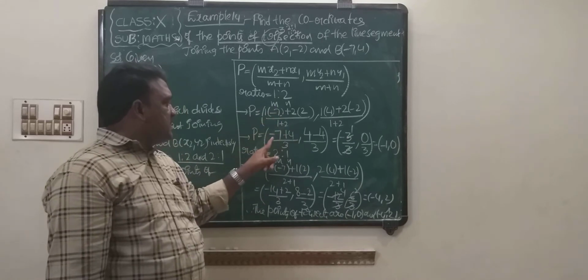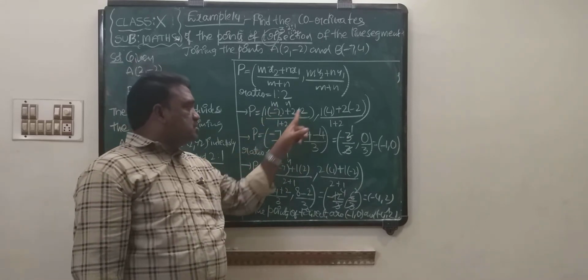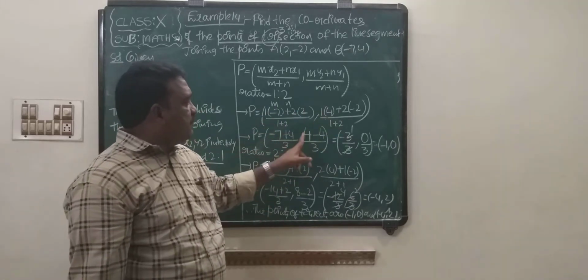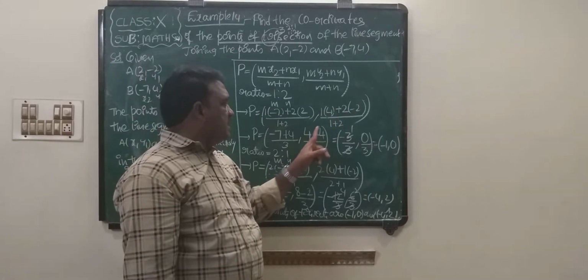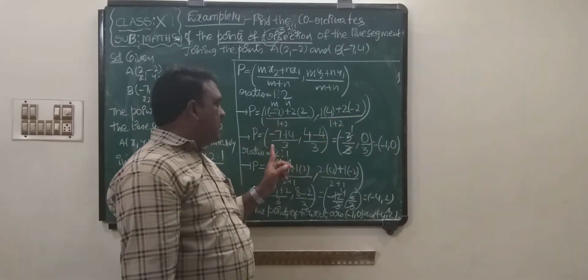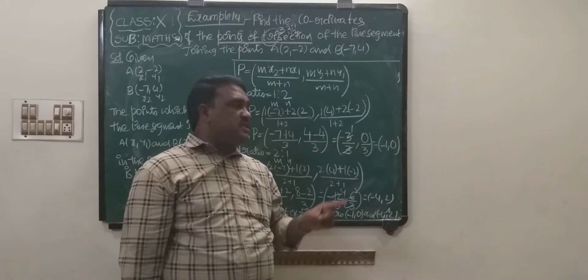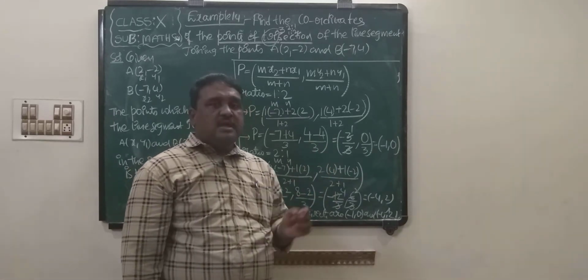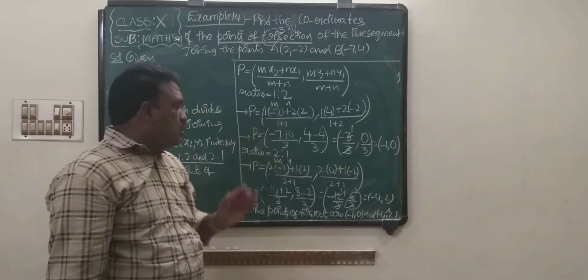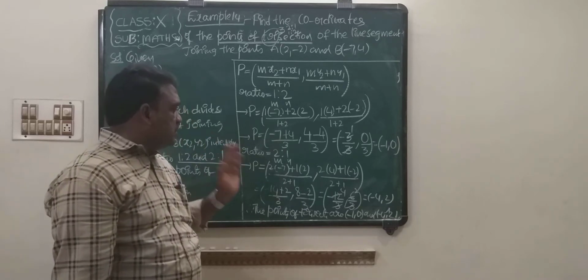1 into minus 7, minus 7. 2 2s are 4. 1 into 4, 4. Plus into minus, minus. 2 2s are 4 by 3. Minus 3 by 3, comma 0 by 3. Minus 1, comma 0.